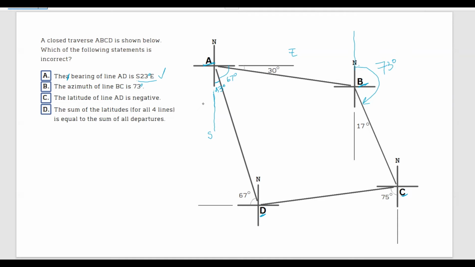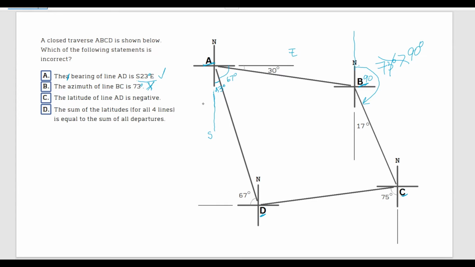And now it's very easy to see that this is not true, because this angle is 90, and then here we have more, so this angle has to be greater than 90 degrees, which is not true. So the second statement, B, seems to be the incorrect one. Let's just move forward and work on all of them just to learn a little bit more.